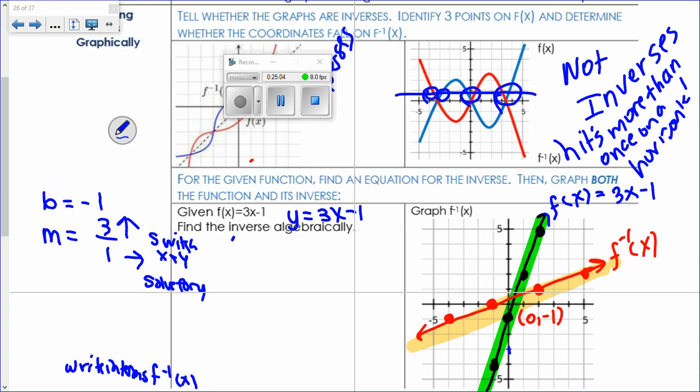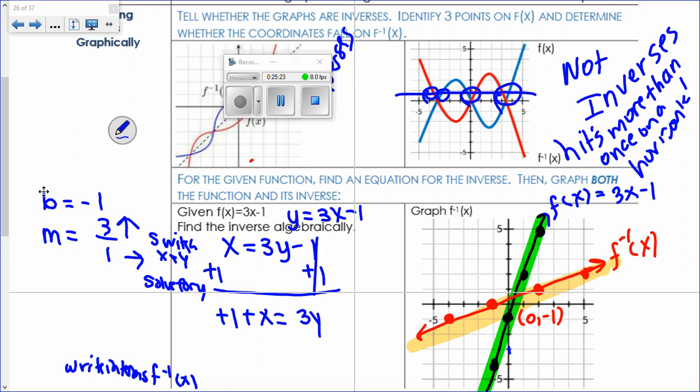So I switch x and y. Here's x equals 3y minus 1. Solving for y, I add 1 to both sides. Plus 1 comes down, plus x comes down, equals 3y. This goes away. Divide by 3 all the way across. Okay? Final answer.